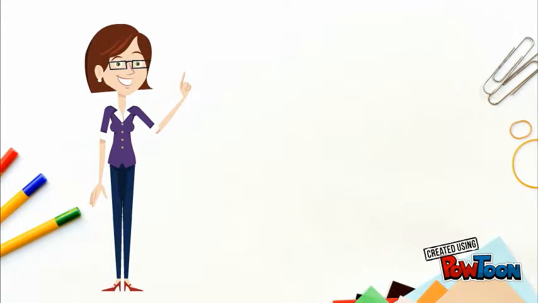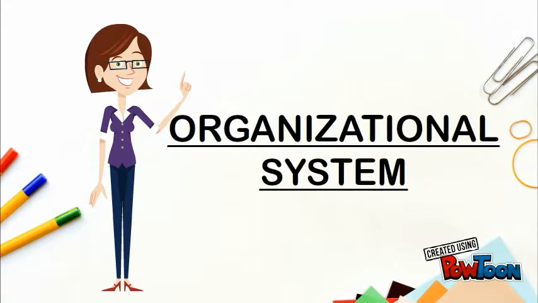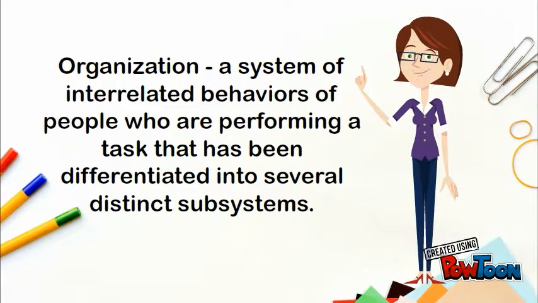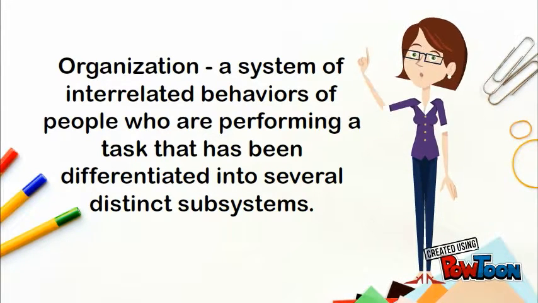The importance of the concepts of differentiation and integration to the analytic scheme developed here can best be indicated by the definition of the primary unit of analysis in this study, the organizational system. An organization is defined as a system of interrelated behaviors of people who are performing a task that has been differentiated into several distinct subsystems, each subsystem performing a portion of the task and the efforts of each being integrated to achieve effective performance of the system.